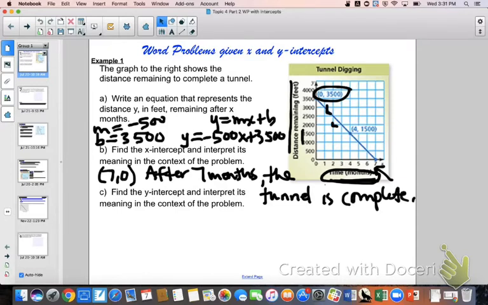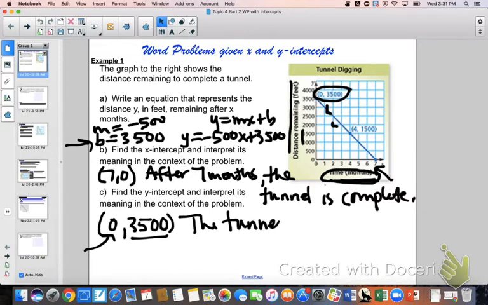Okay. Find the y-intercept. We already did that back up here in part A. So we know that is (0, 3,500). And 0 means time. So at time 0, you had 3,500 remaining feet. So what does that mean? The tunnel will be 3,500 feet long.